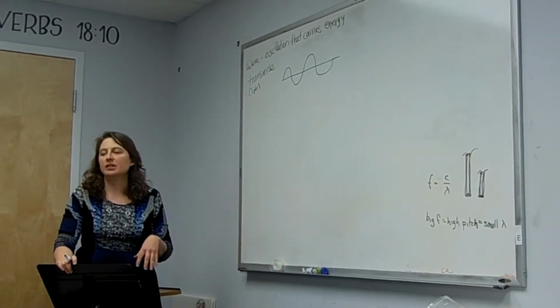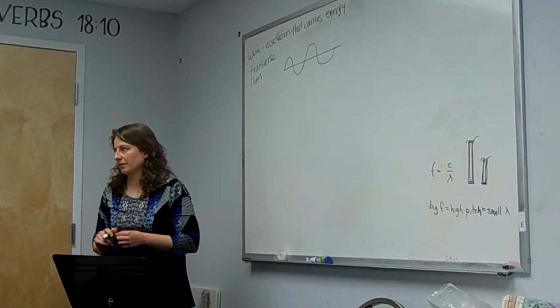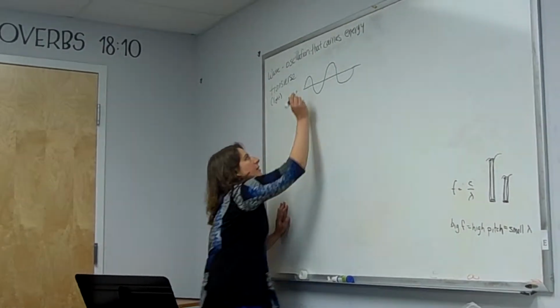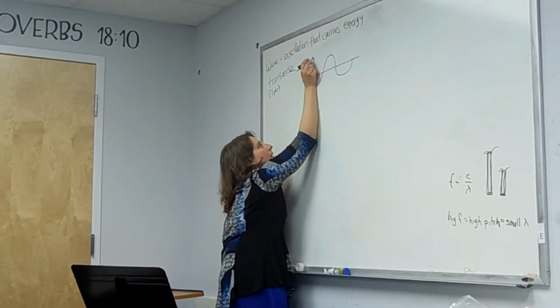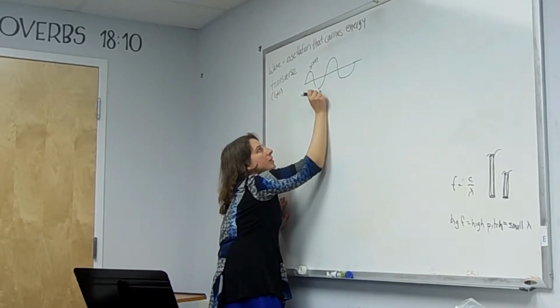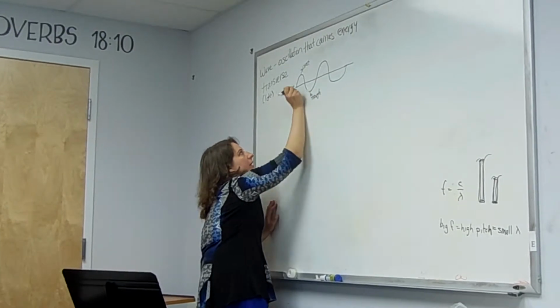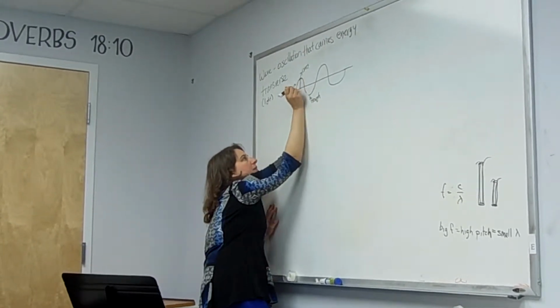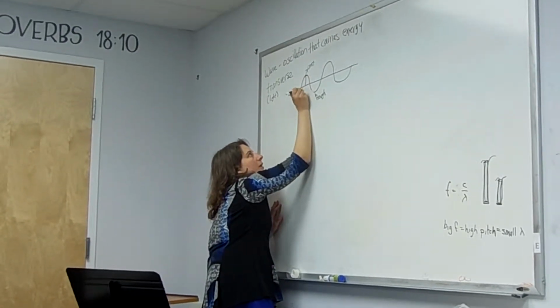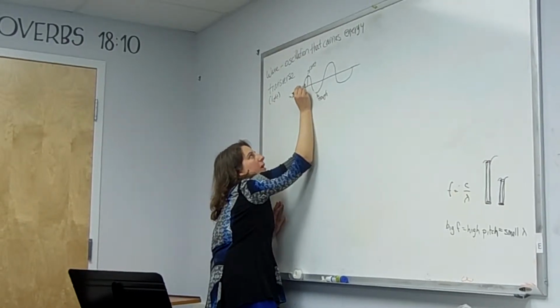So what characteristics can we spot about a transverse wave? You have a crest at the top. Okay, we've got a crest. You have a trough. We've got a trough. And then there's the amplitude. The amplitude is from the midpoint to the top. I don't even know how to fit that in there. Amplitude.